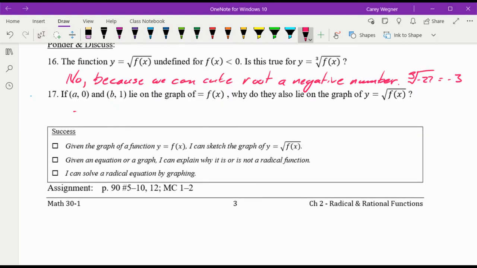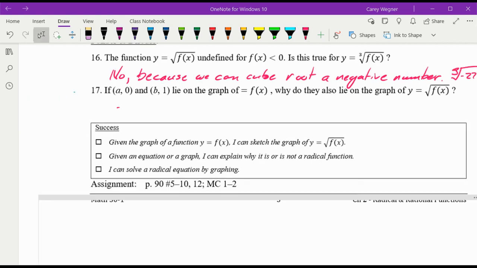For number 16, you see my answer there. No, it is not true for a cube root of a function because we can take the cube root of a negative number. For example, we can do the cube root of negative 27, which gives us negative 3, because negative 3 times negative 3 times negative 3 gives us negative 27. How about number 17?